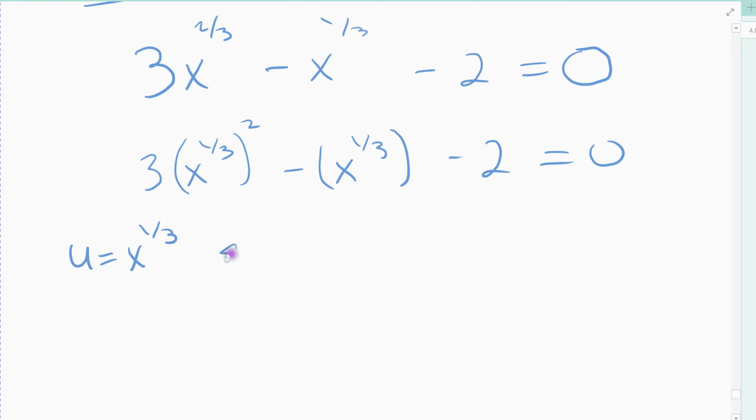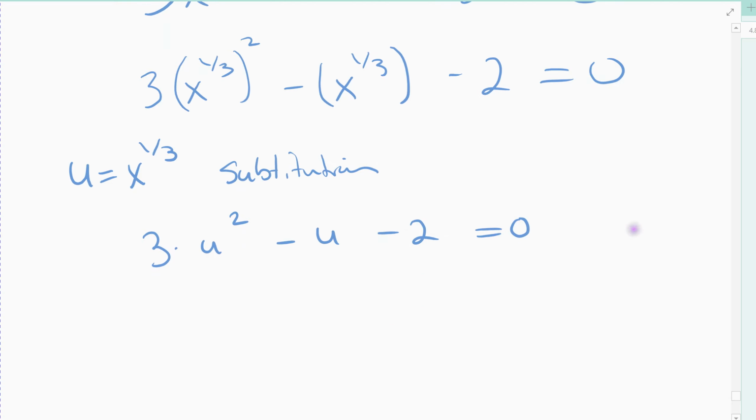And so when I do this substitution, I'm going to get 3 times u squared minus u minus 2 equals 0. And I put parentheses there, I don't really need them. Now it's a quadratic, and we know how to solve quadratics. You can solve it however you want. It's already set equal to 0, so you can use the quadratic equation. You could use any method that you have.